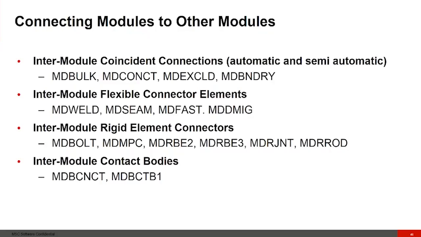You can also have rigid connections for bolts, for MPCs, RBEs, and R joints and R rods, and these are defined using the MD bolts, MDPC, and other entries that you see in the slide. And you can have the contact bodies defined in the inner module connections. So it gives you a lot of flexibility and options to create your assemblies and manage them.